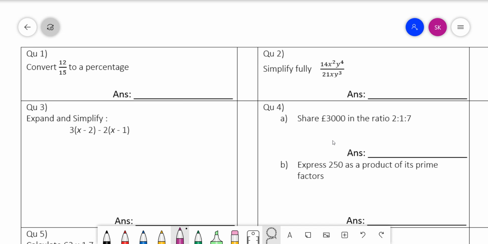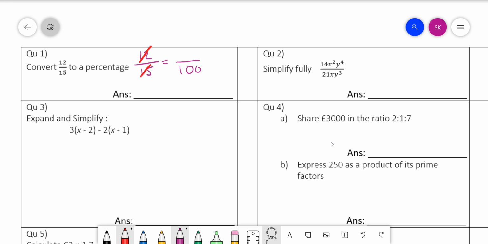Question 1 says convert 12 over 15 to a percentage. So what we want to be doing is writing 12 over 15 as something over 100. But 15 doesn't go into 100. So what we're going to do instead is make our life simple by simplifying first.